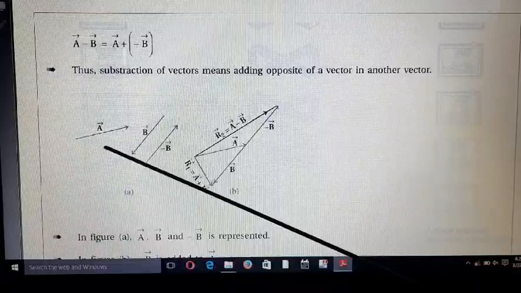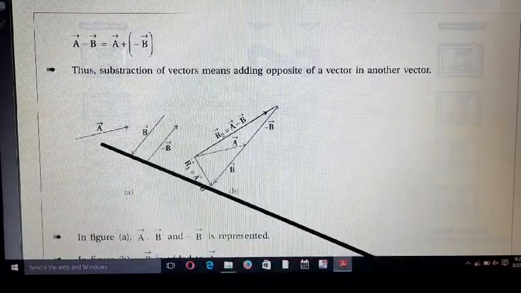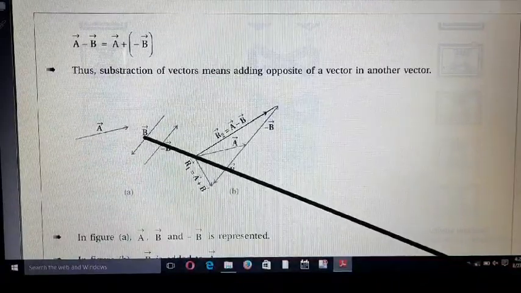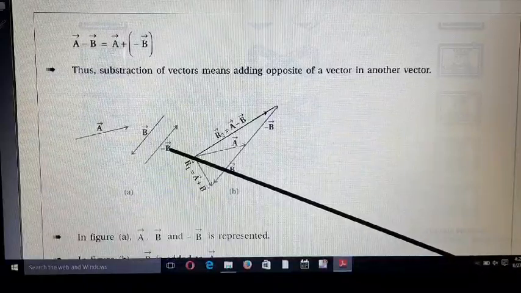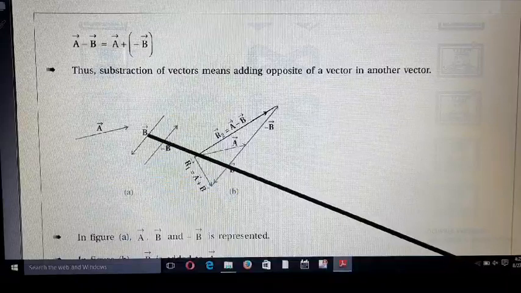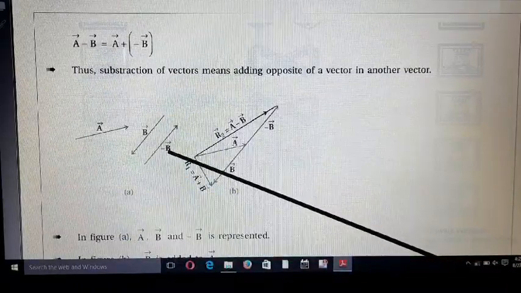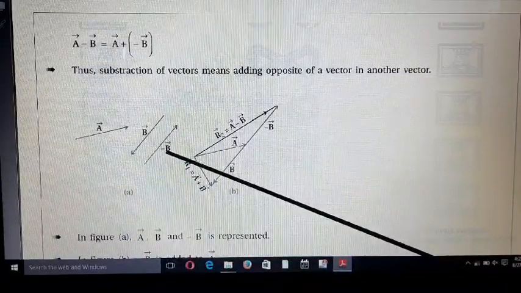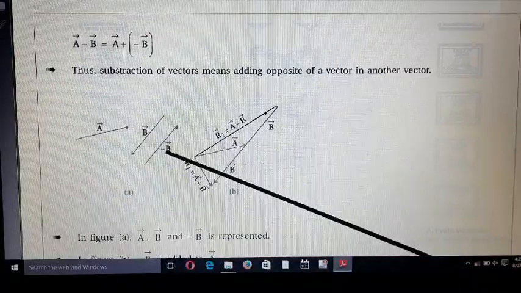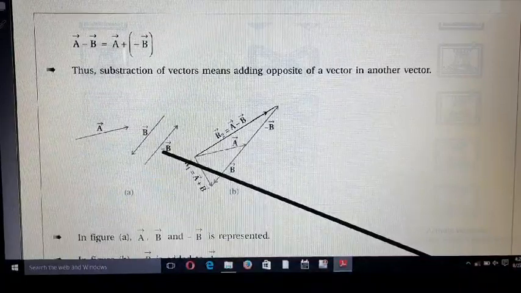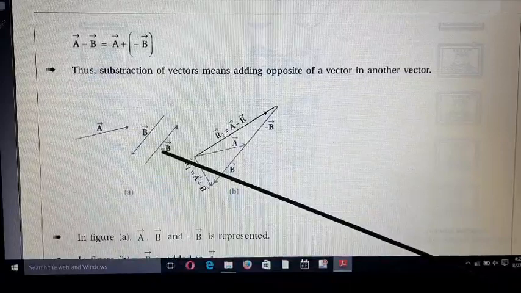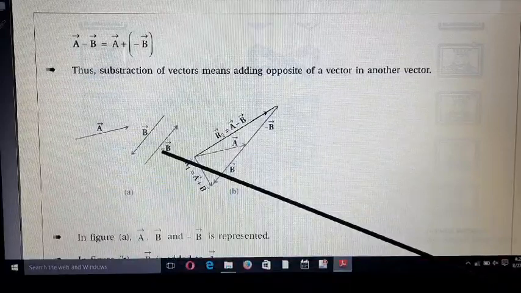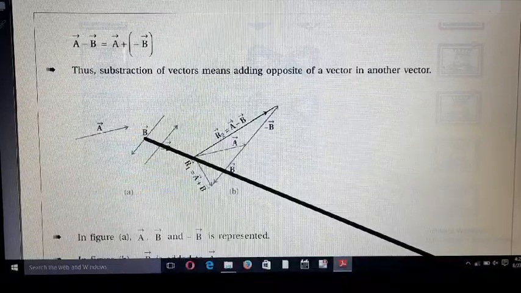Look here, now we have vector A and this is vector B. But this is a minus B vector. Here the magnitude of this B and this B are the same, but the direction is opposite. So here the minus sign indicates this vector B is in the opposite direction of this vector B.